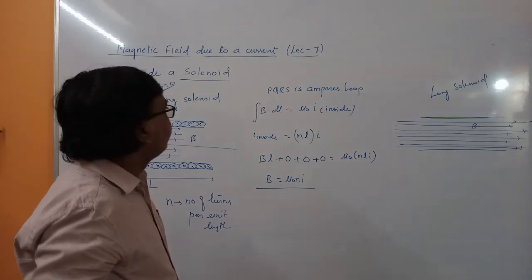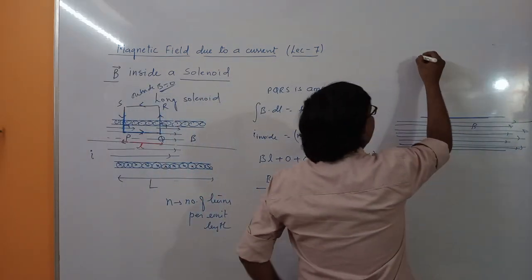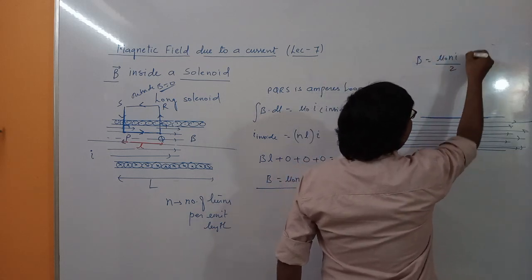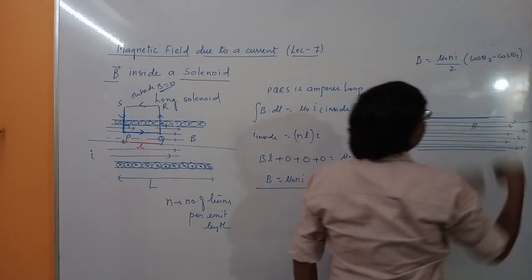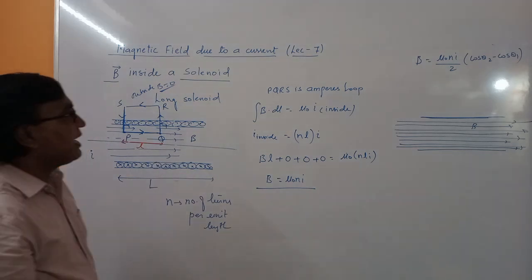Earlier equation, and that equation I will write it here. Magnetic field due to a solenoid is mu naught N I by 2 into cos theta 2 minus cos theta 1, the general equation. Due to a long solenoid, mu naught N I.